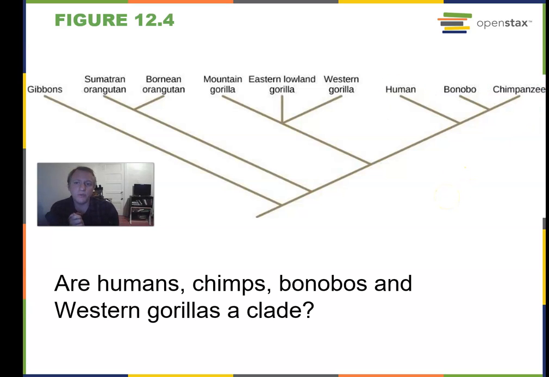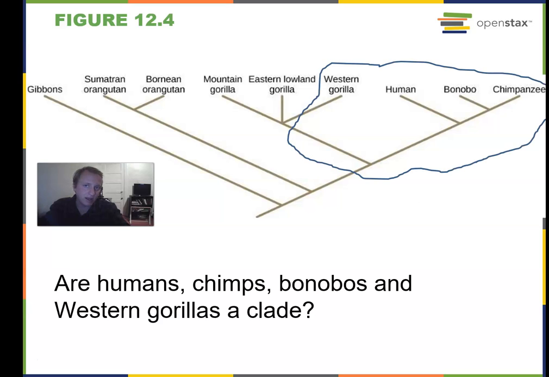All right, so our humans, chimps, bonobos is this whole group here, and western gorillas, just this one here. Do those represent a clade? Well, let's find the common ancestor of western gorillas and these three, and that's down here. It's at this point. Here is the common ancestor of those. Now, can we put a big circle around those without cutting anything off? And no, we cannot. You have to cut off the other gorillas in order to make this into a clade. And so this is actually what is referred to as a paraphyletic group.